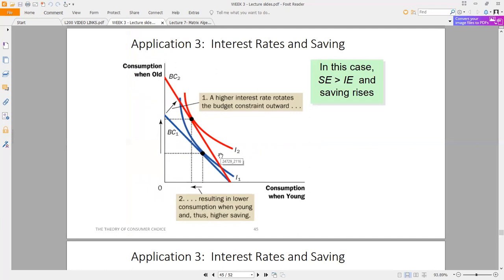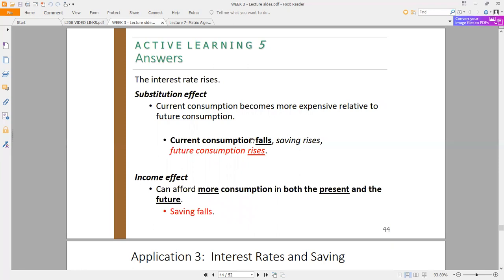So what is going to be the total effect? You see that it's going to be ambiguous. It will depend on whether the substitution effect is more than the income effect or not. The substitution effect is causing us to consume less, but we are just dealing with current consumption. If you take future consumption, the substitution effect is causing future consumption to increase. The income effect is also causing future consumption to increase. So we know that whenever the interest rate increases and you are a saver, definitely your future consumption will increase. But the current consumption is what is ambiguous.